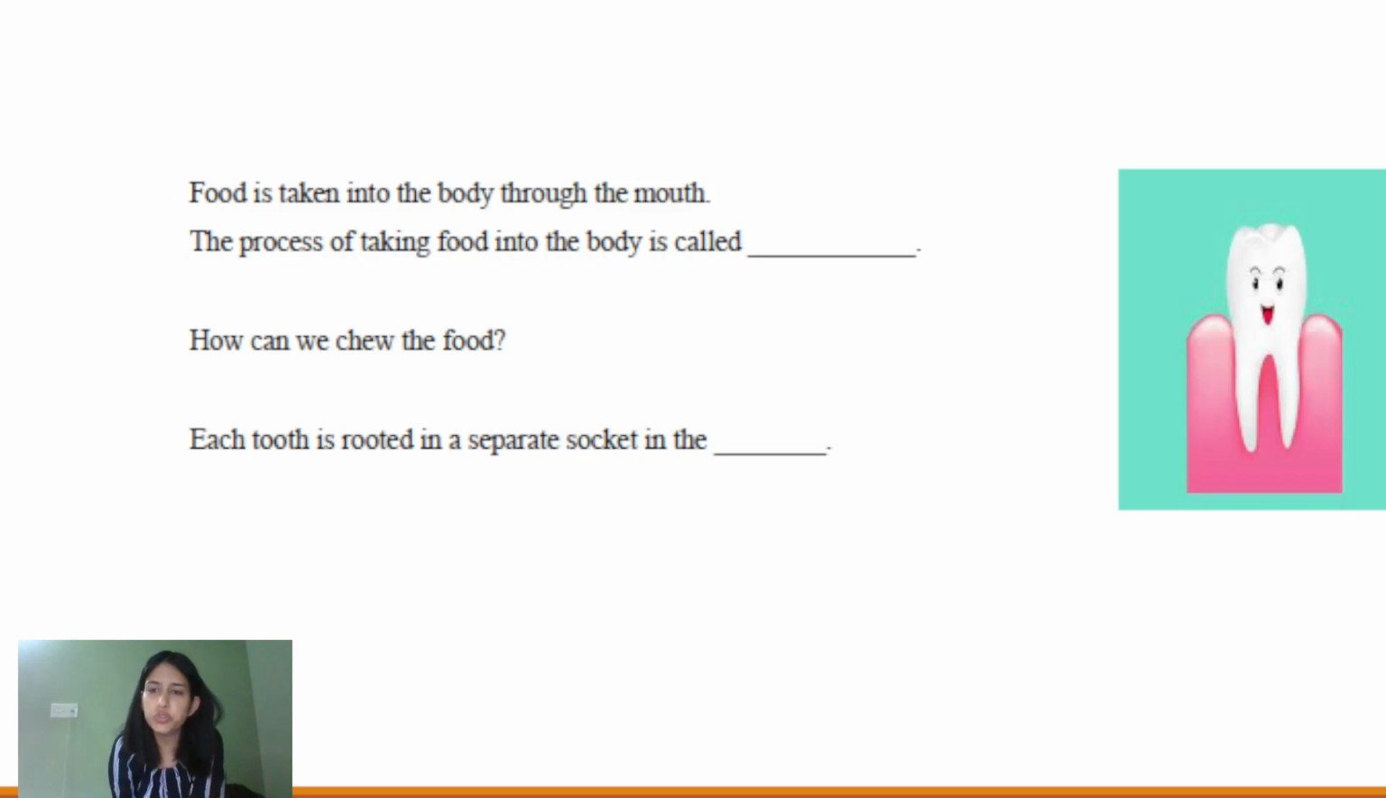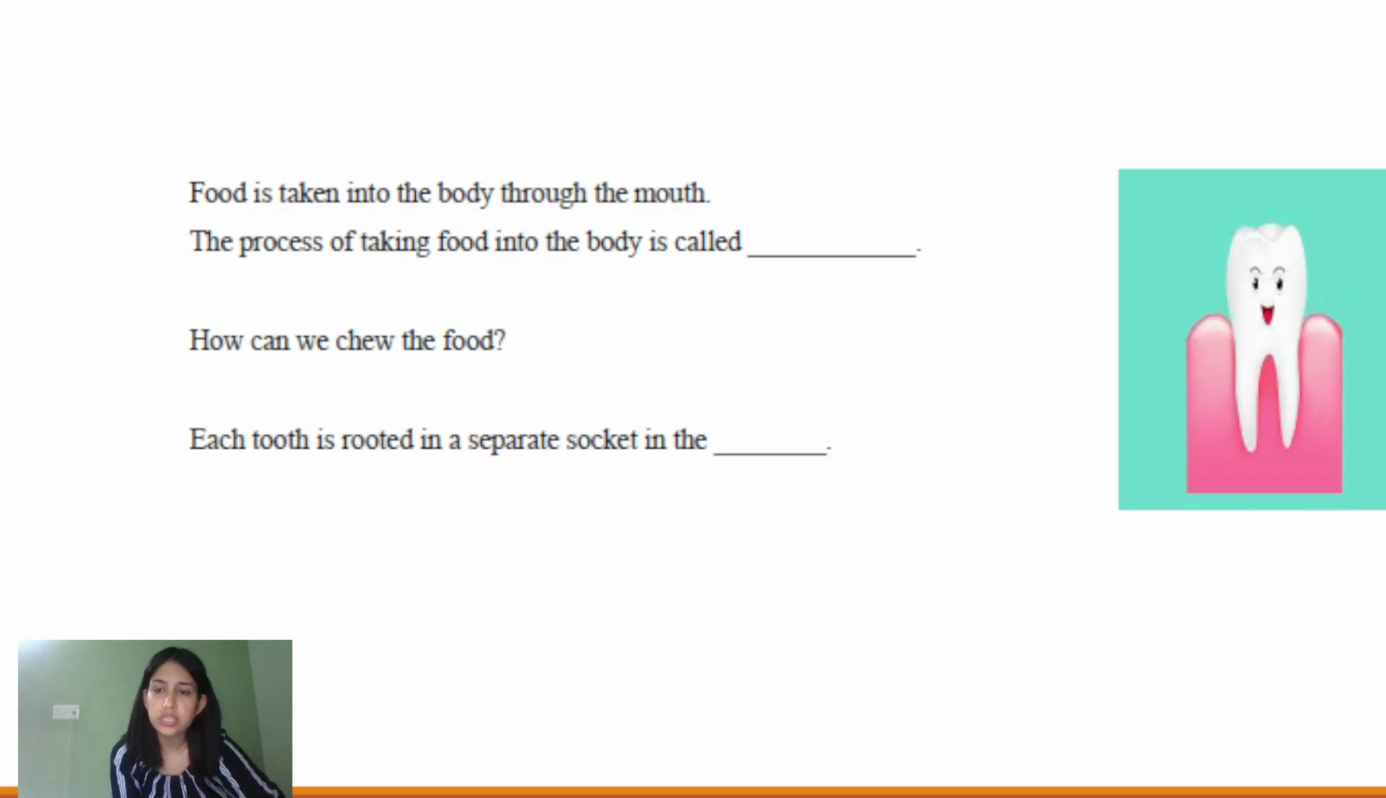So how can we chew the food? Yes, we chew the food with the help of our teeth. These are present in our buccal cavity. The mouth has different forms of teeth, and some are helpful in biting. The frontal teeth are helpful in biting. The teeth at the back are helpful in chewing the food.